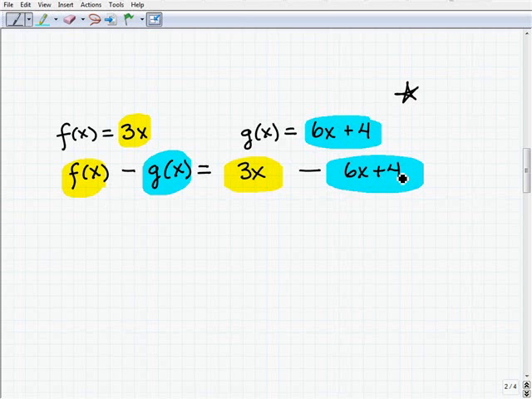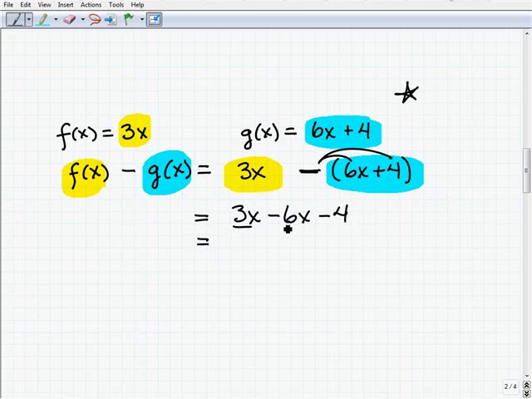Now, if you wrote your problem just like this, this would be incorrect. What you have to do, and this is the same thing as when you're dealing with polynomials, you have to group what you're going to be subtracting. Now why is that? You must have parentheses. Well, it's because you have to distribute this negative sign, this difference operator, to both terms. So this is going to be 3x minus 6x minus 4. Now we combine like terms. We have negative 3x minus 4. So that is the correct answer. That's the difference of those two functions.